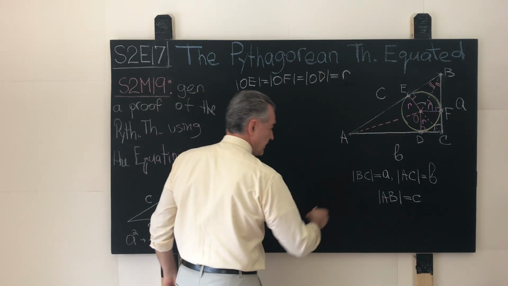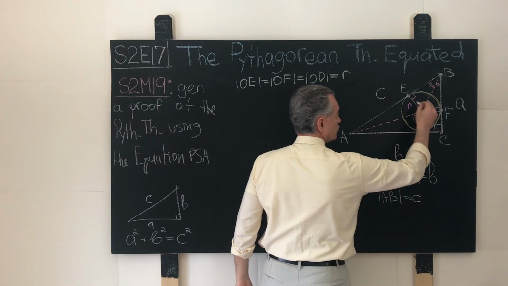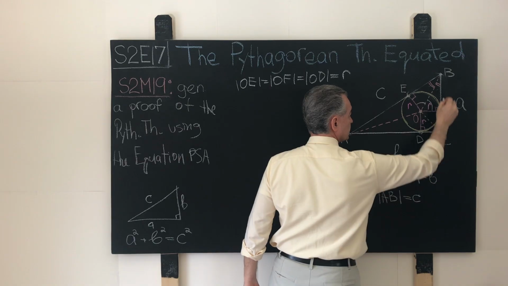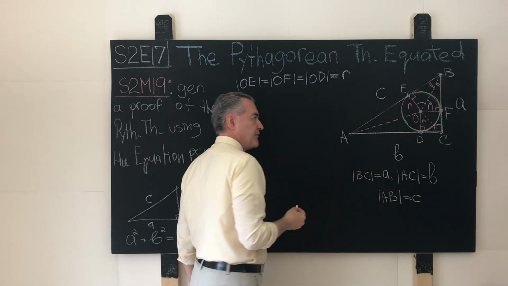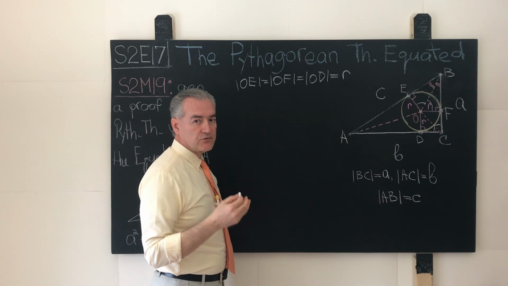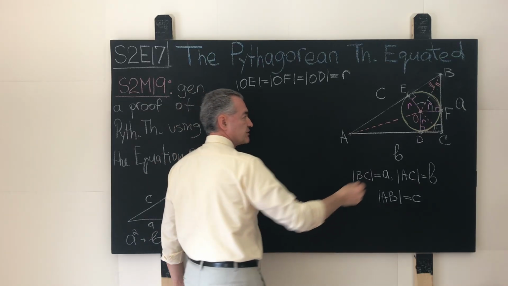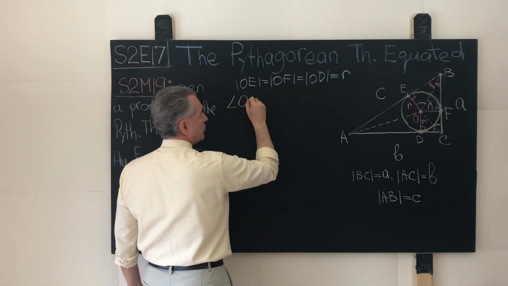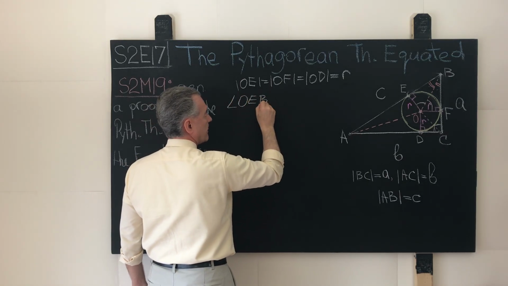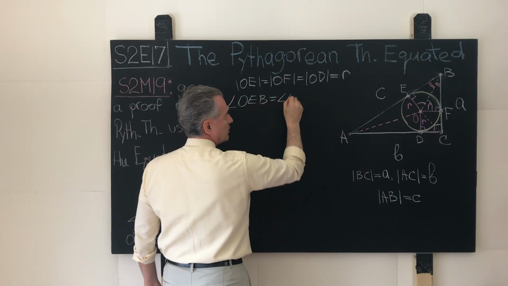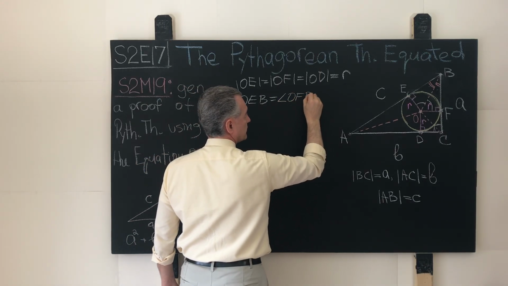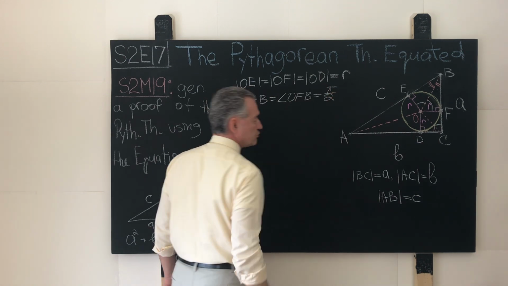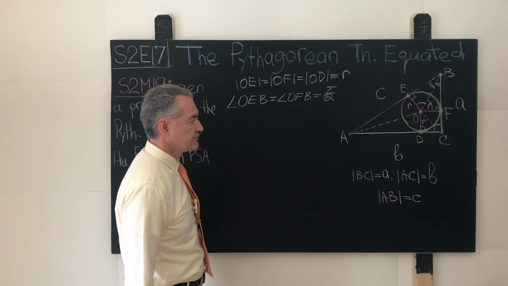Now, having said that, let us concentrate on these two triangles, OEB and OFB. By construction, these two triangles are right triangles precisely because the magnitudes of the angles OEB and OFB are right, pi over 2 if measured in radians.